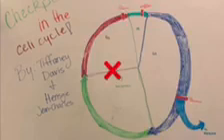If errors are detected in G2, the cell will pause here and allow time for repair. If damage is irreparable, the cell may undergo apoptosis. This is so the damaged DNA isn't passed on to daughter cells, and is crucial in preventing cancer.